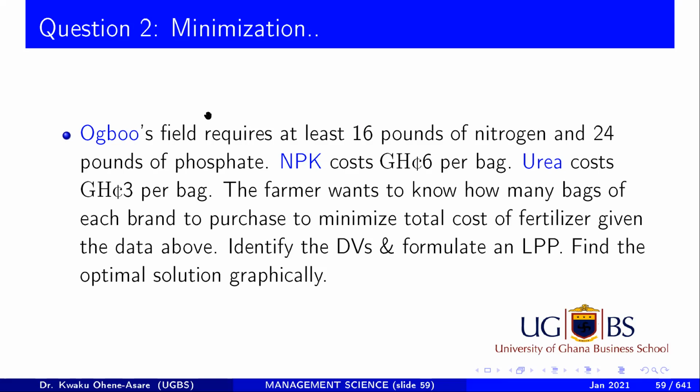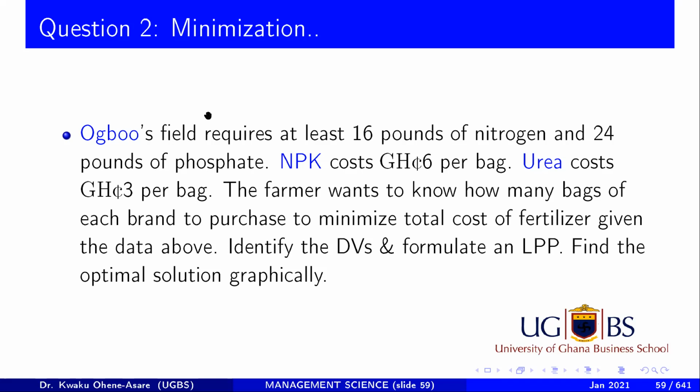Okpo's field requires at least 16 pounds of nitrogen and 24 pounds of phosphate. NPK costs 6 Ghana cedis per bag. Urea costs 3 Ghana cedis per bag. The farmer wants to know how many bags of each brand to purchase to minimize total cost of fertilizer given the data above. Identify the DVs and formulate an LPP. Find the optimal solution graphically.